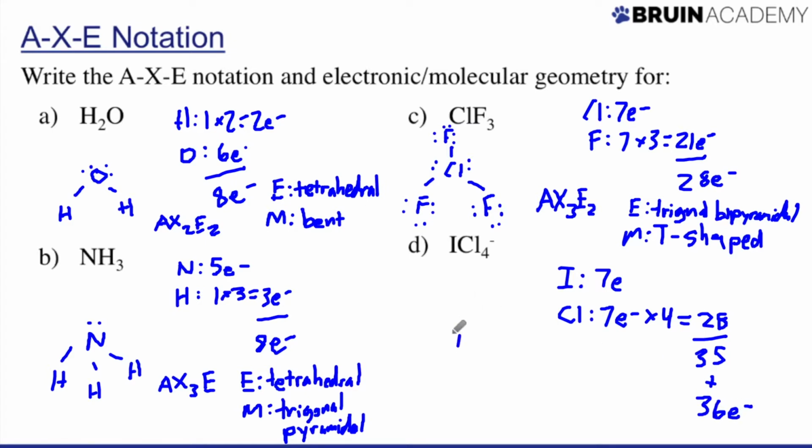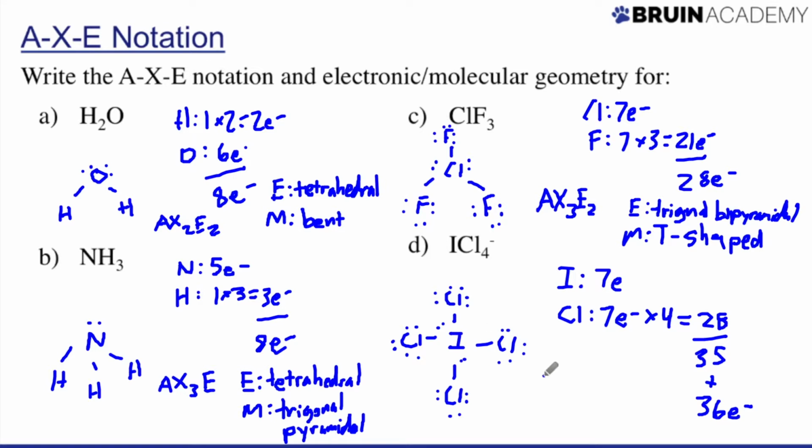And so I goes in the middle. I attach it to 4 chlorines. My next step is to give all the chlorines a full octet. And after I've given each of the chlorines 3 lone pairs, I've used 32 valence electrons. And I have 4 electrons left, 2 lone pairs left. I put those 2 lone pairs on the I. And it's okay because I can accommodate an expanded octet.